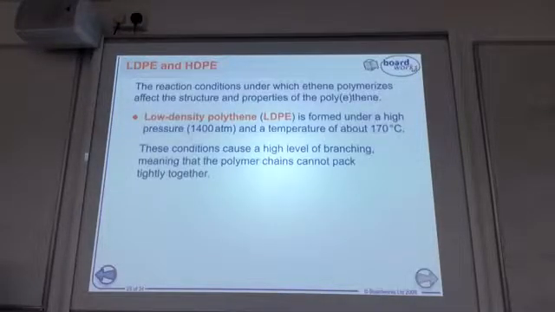Low density polythene is where the molecules have a high level of branching and the polymer chains can't pack particularly tightly together. Low density polythene is generally like this stuff that we make our terrible plastic bags out of.